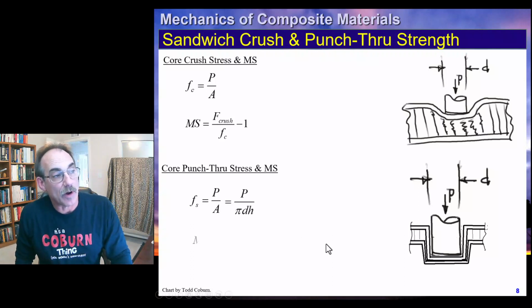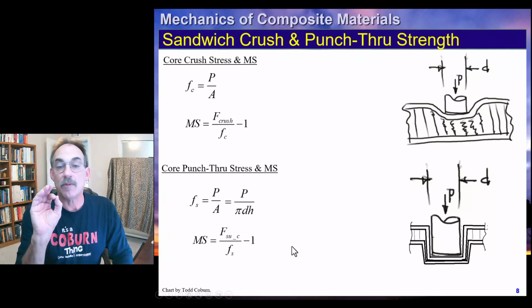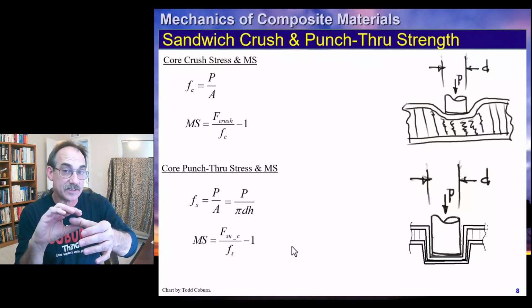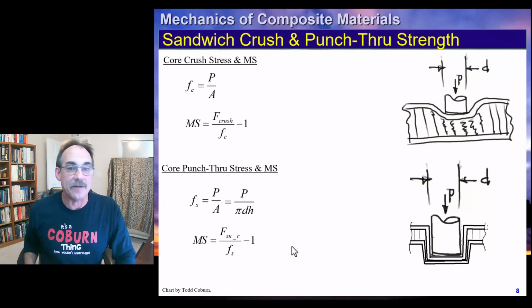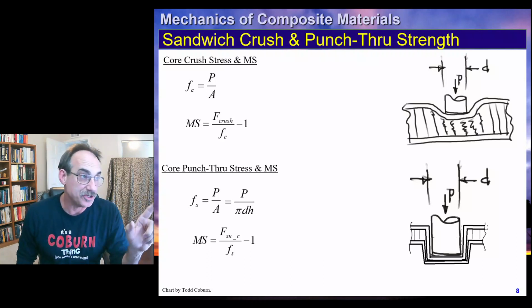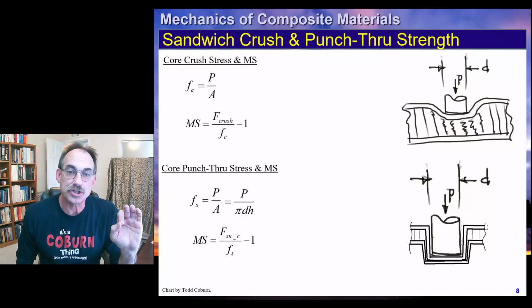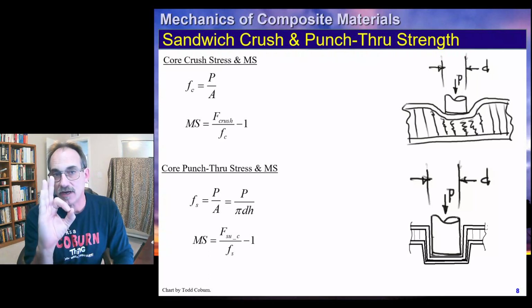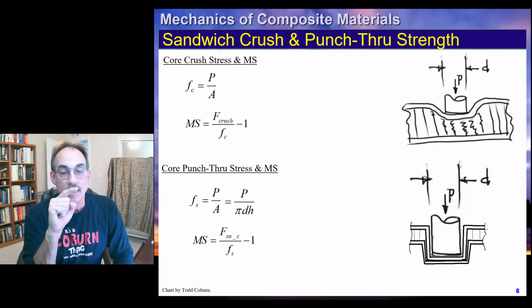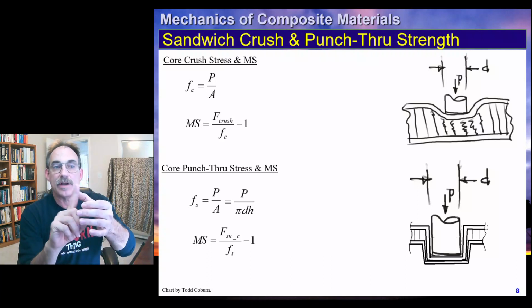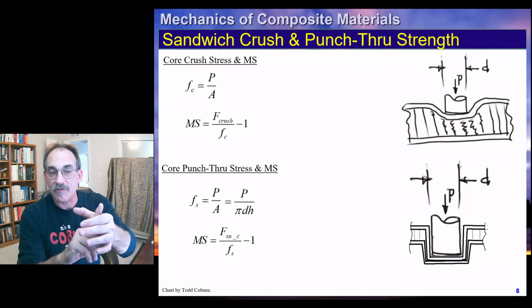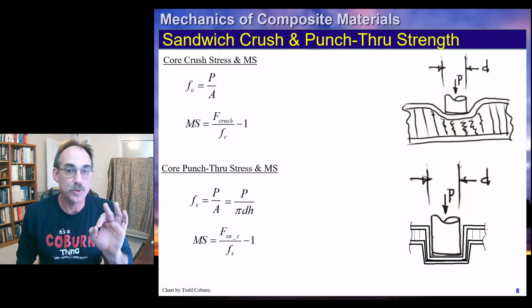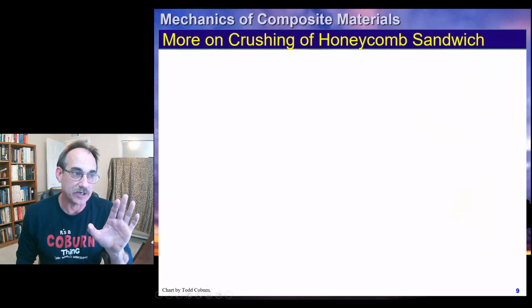So we can write it for a round rod like this. If we have a non-round rod, we would just calculate whatever that periphery is and multiply that by the thickness, the H parameter, and then divide our force by that. And then we write our margin of safety by comparing the shear stress to the shear strength of the core itself. So we've got crushing of the core, which is using the area of the contact of the force, and the punch-through stress, which is the area around the periphery of that contacting member multiplied by the H. So two key parameters for evaluating sandwich structures.